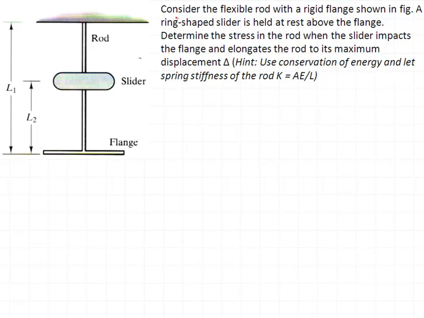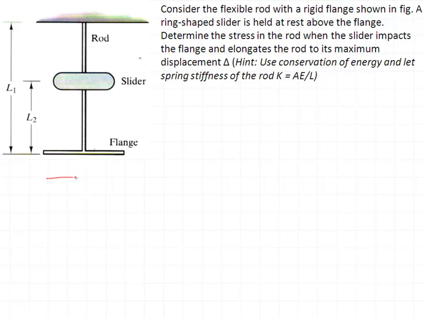This is problem 9 of tutorial 2. Consider the flexible rod with rigid flange. Let's say this is rigid as shown in this figure. A ring-shaped slider, which is around this rod, is held at rest here at L2. The question is, determine the stress in the rod when the slider impacts the flange and elongates the rod.